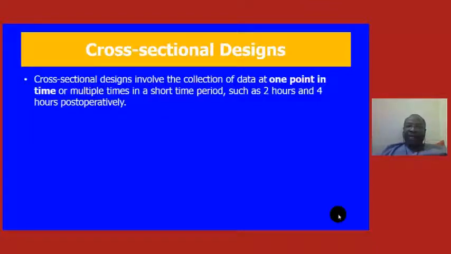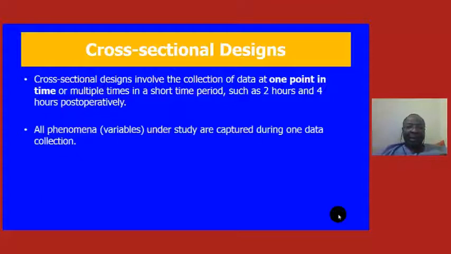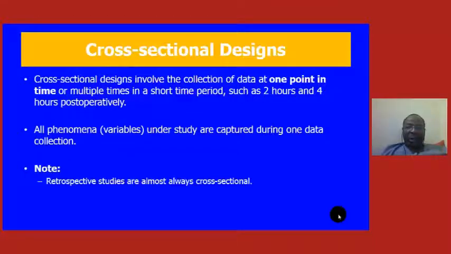Cross-sectional designs involve the collection of data at one point in time or multiple times in a short time period, such as 2 hours and 4 hours post-operatively. All phenomena or variables under study are captured during one data collection. Note: retrospective studies are almost always cross-sectional. A cross-sectional design is weaker than longitudinal studies.